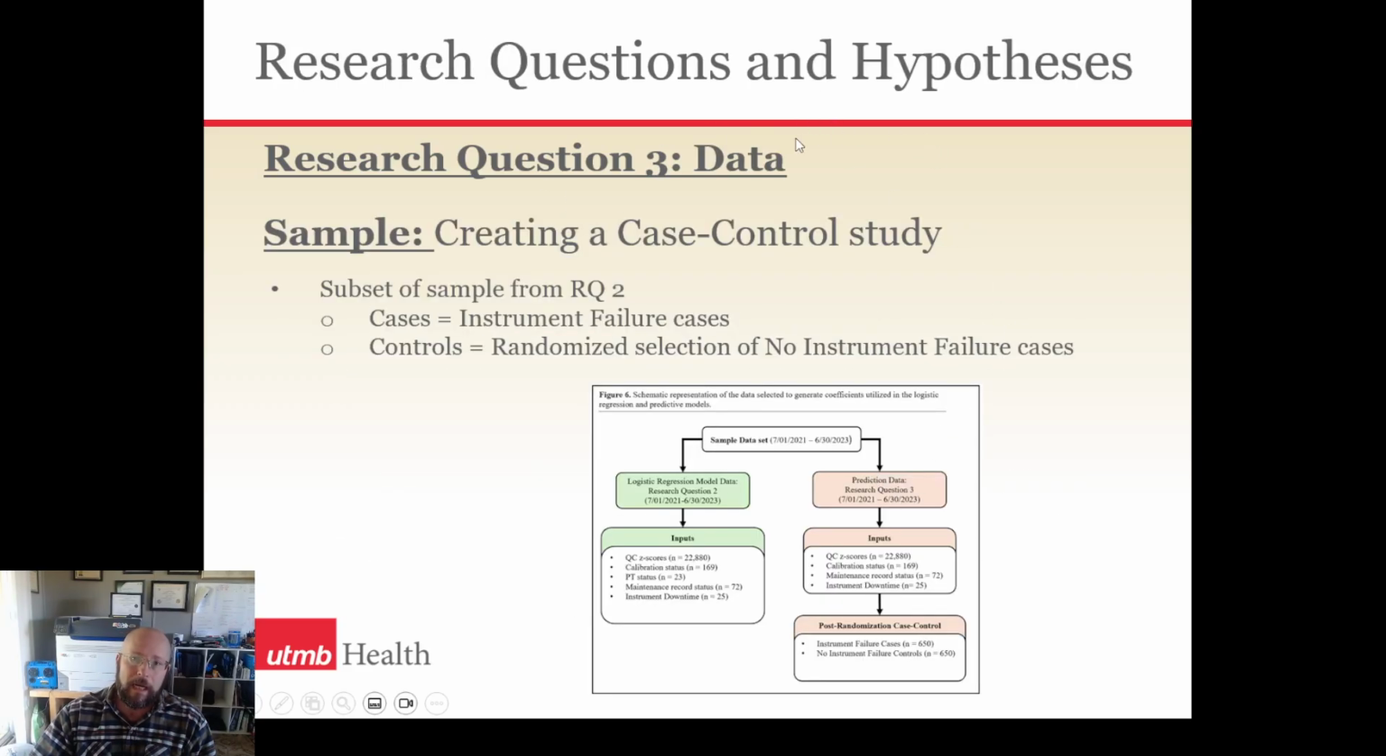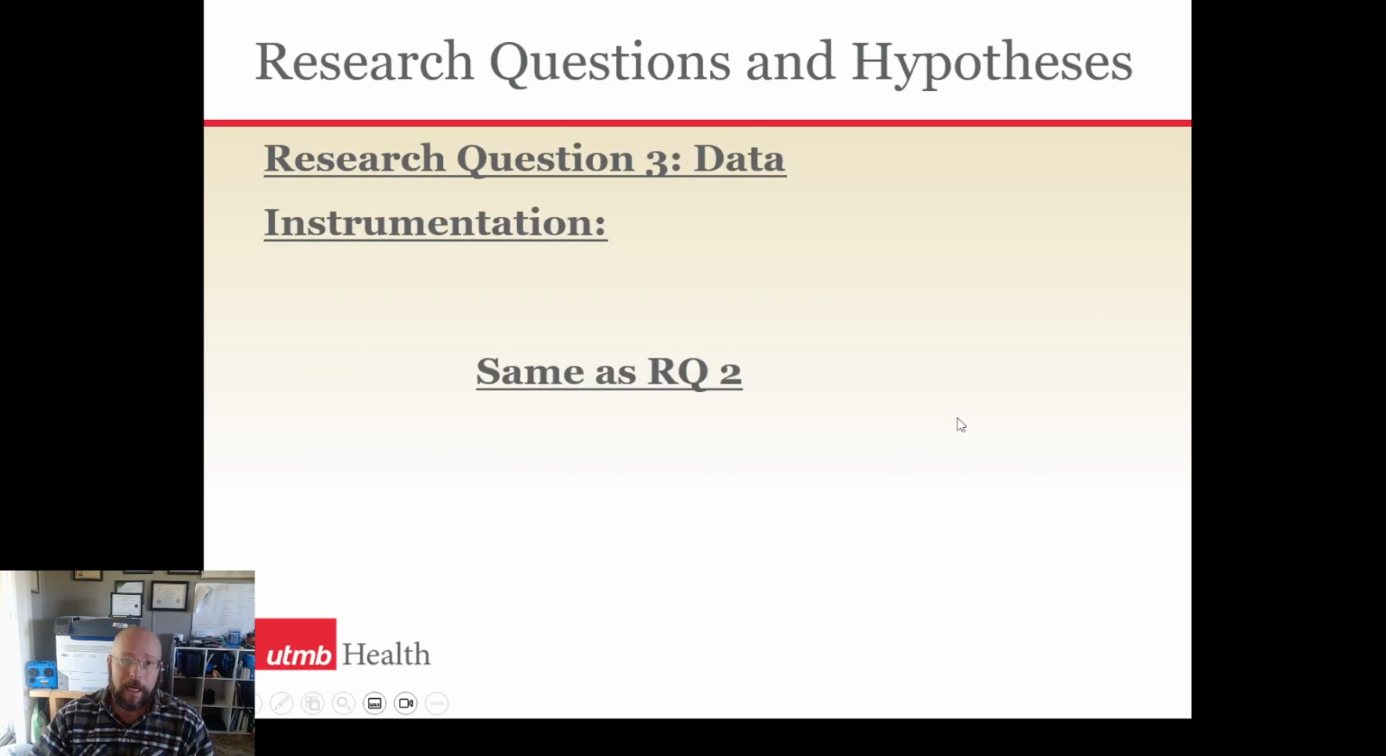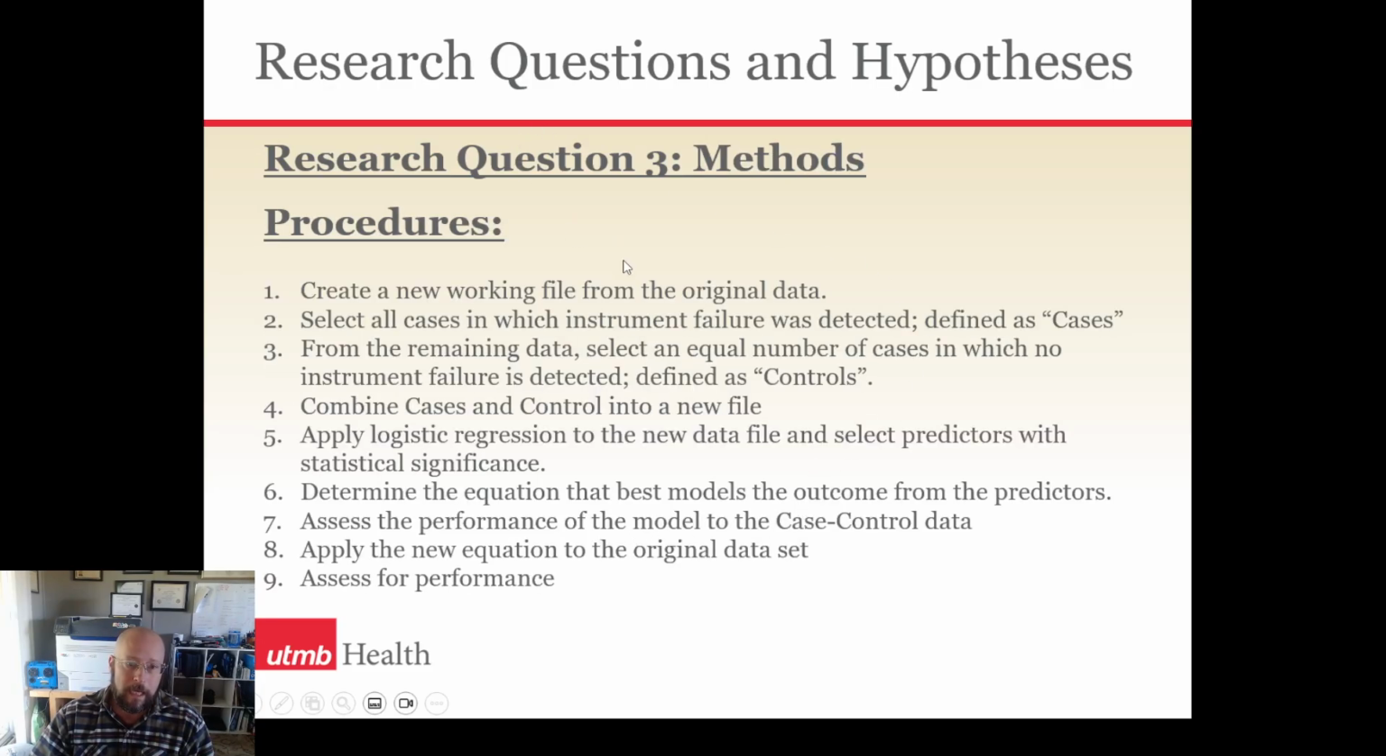So for our third research question, we wanted to create a case control study from that statistical model. We essentially broke our data set into two data sets: cases where instrument failure happened, and controls, which was a randomized selection where no instrument failure had occurred. The instrumentation that we used for data collection was the same as our second research question, and our method was pretty simple here. We just took our data set and divided it into cases in which instrument failure had occurred and controls in which no instrument failure had occurred.